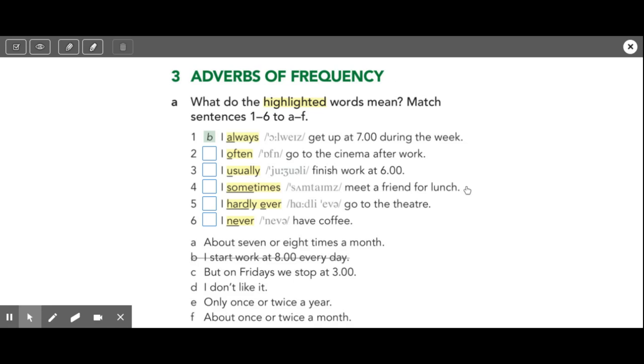Now, this is adverbs of frequency. This means that they're answering the question, how often? So, for example, you know I love coffee and I hate tea. So I always drink coffee and I never drink tea. But somewhere in the middle, we've got when it's not 100% of the time or 0% of the time.